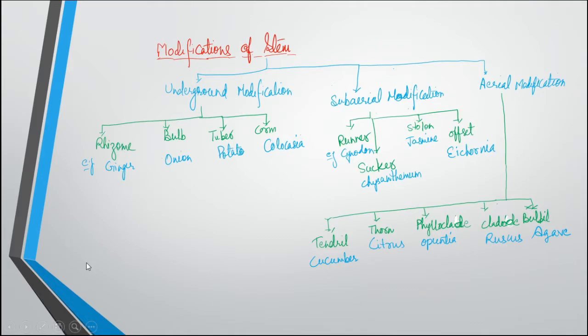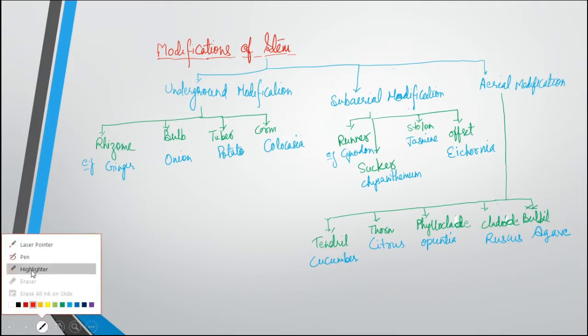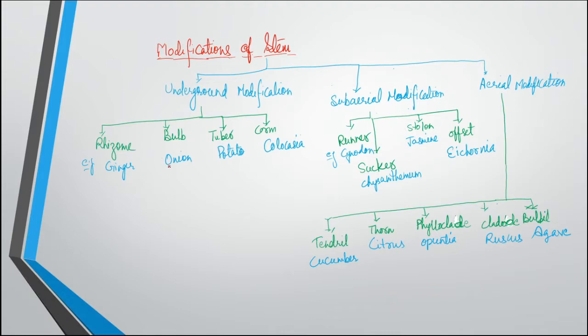We can see here that the stem also undergoes the process of modification to perform various activities. Different types of modifications are: underground modification, which occurs inside the soil; subaerial modification, above the soil but touching the soil; and the aerial modification, above the soil but not touching the soil. So in this way these are various types.